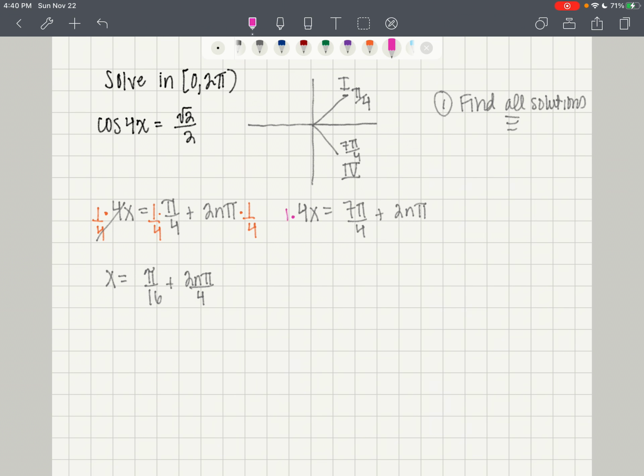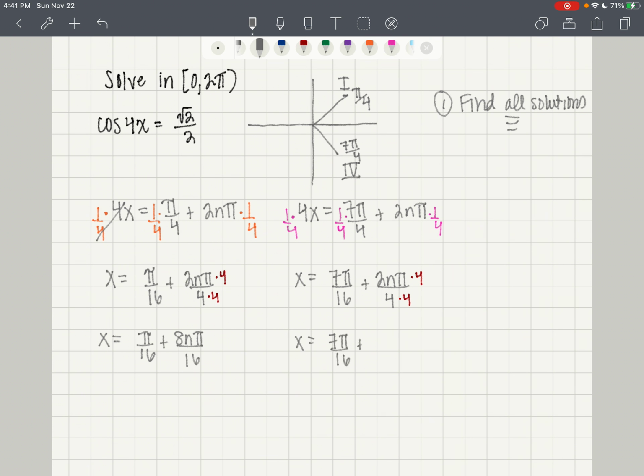Let's do the other one as well. We'll multiply each term by 1/4, which is going to give us x equals 7 pi over 16. Okay, well, they're both over 16, plus 2n pi over 4. Now the one on the left, I'm going to get a common denominator. So I have x equals pi over 16 plus 8n pi over 16. And I'm going to do the same thing with the one on the right. x is going to equal 7 pi over 16 plus 8n pi over 16.